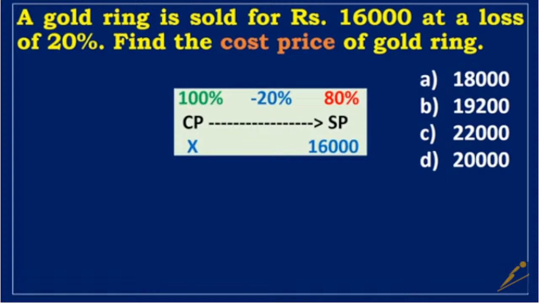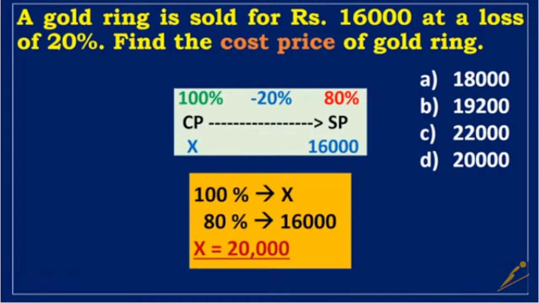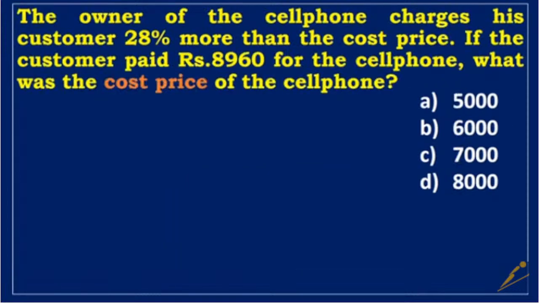To calculate the cost price, we must create two equations, where 100% is X, and 80% is 16,000 rupees. Divide both sides of the second equation by 8 to obtain 10%, which is 2,000. Then, 100% equals 20,000. Second example, the owner of the cell phone charges his customer 28% more than the cost price. If the customer paid rupees 8,960 for the cell phone, what was the cost price of the cell phone?